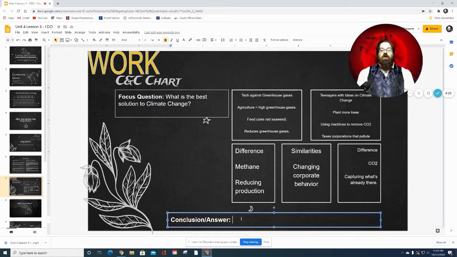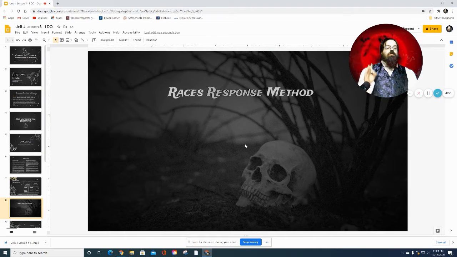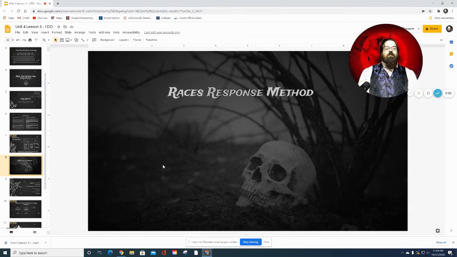So I'm going to say, what is the best solution to climate change? The best solution, let's see, to both reduce the amount of greenhouse gases and remove most of them from the air. Right? That sort of combines both these ideas into a whole. So now we're going to use the RACES response method to answer our prompt, right? Can anyone tell me what that is?